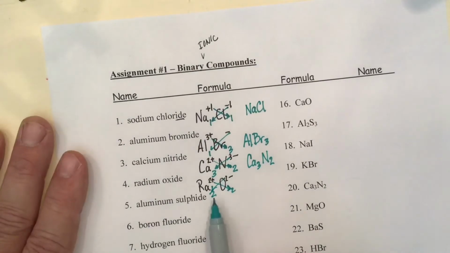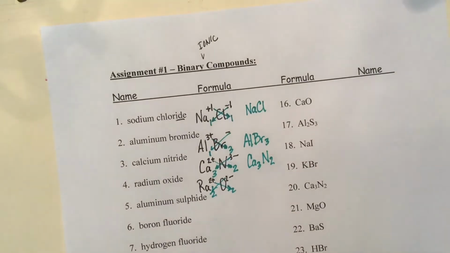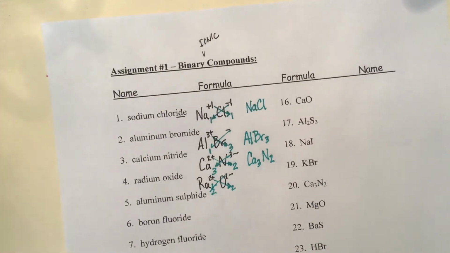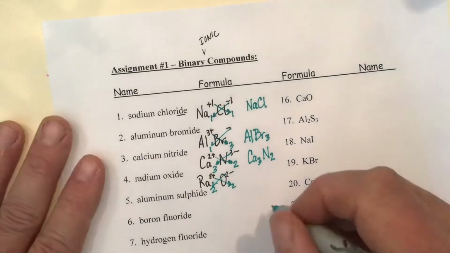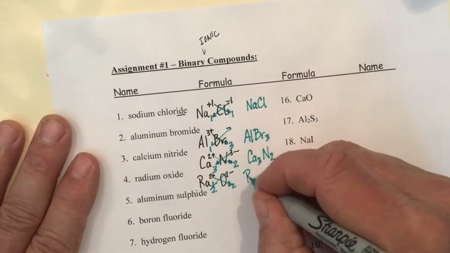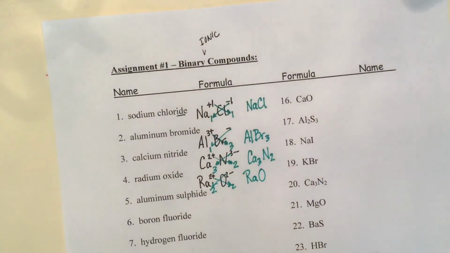Now, we see a 2 and a 2. Can we simplify that? Yes, we can. We can divide both of these by 2. And what's 2 divided by 2? Did you say 1? Yes. All right. So we can say that their simplest whole number ratio that they can combine in is a 1-to-1 ratio. And so that's our formula there.